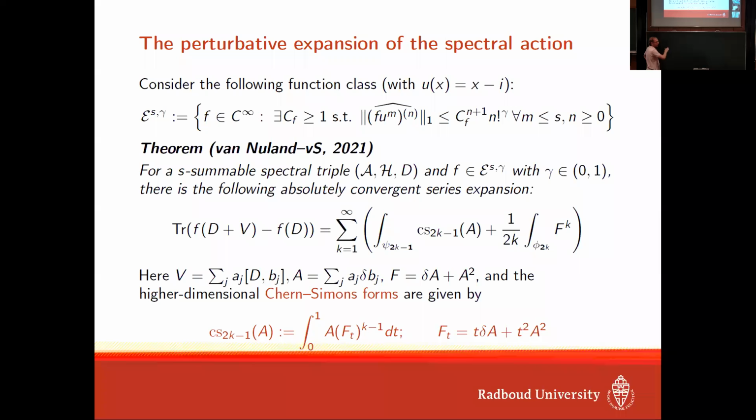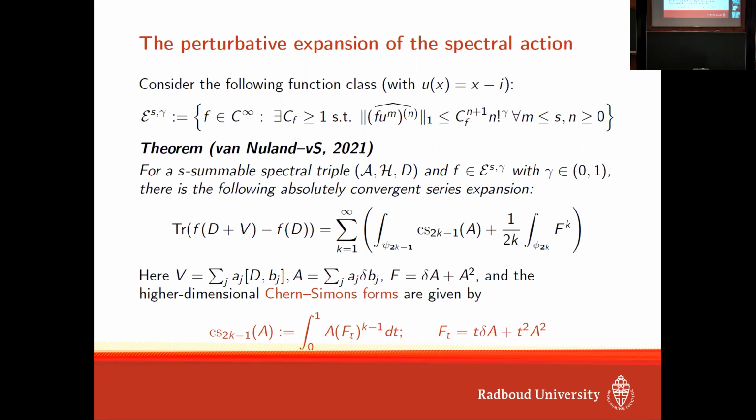On the right-hand side, you find these Chern-Simons forms, which are called CS, plus these additional F to the K terms. These are the Yang-Mills or higher Yang-Mills terms, which appear in even degree. The notation is still the same: F is delta A plus A squared, but the Chern-Simons forms are defined like that. There's no trace at the level of the algebra, no assumption on a trace there.